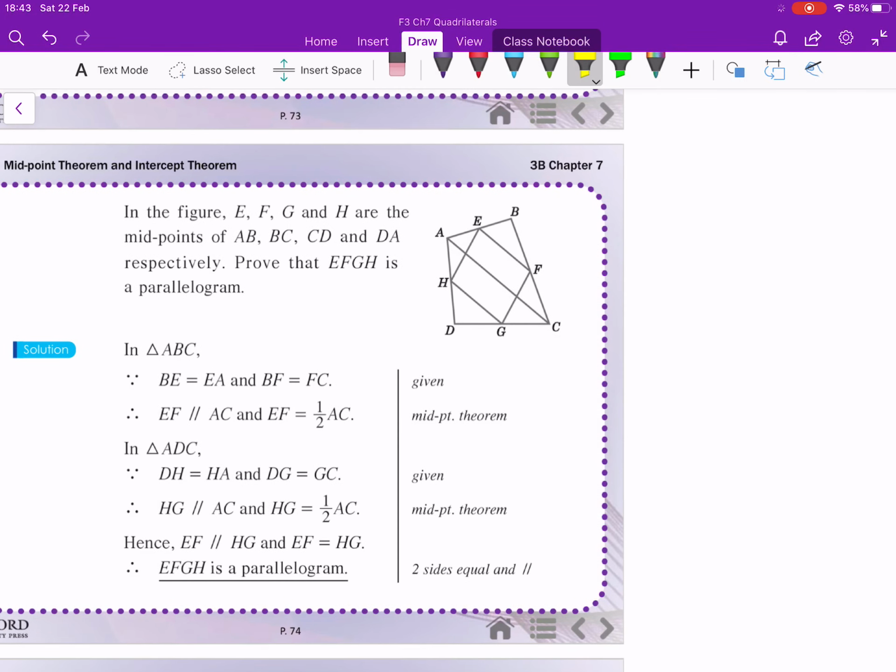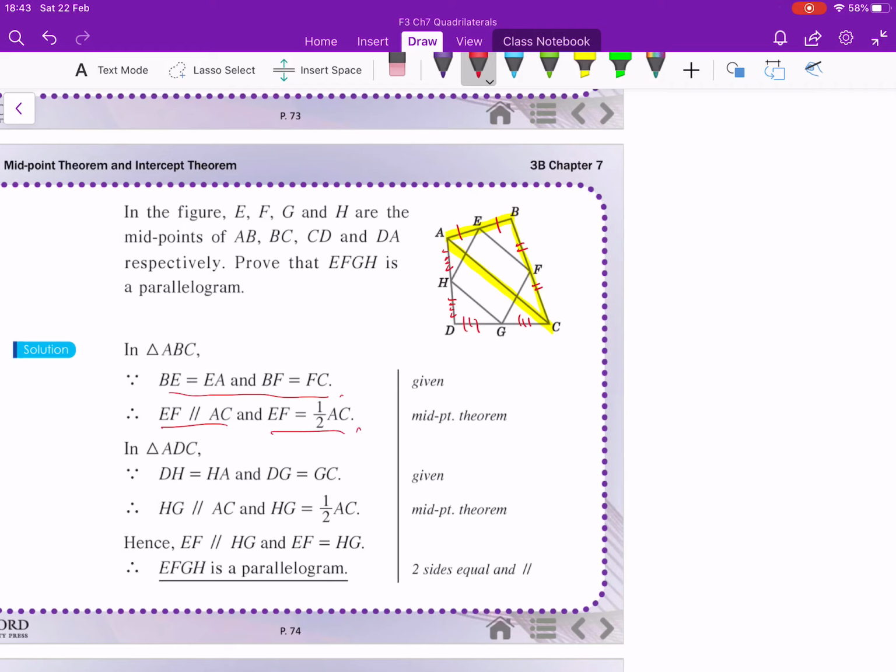The first part, just focus on triangle ABC. This one. E, F, G, H are midpoints. We can write it this way. Midpoints, so the two lines near it should be the same. Okay, midpoints. Focus on triangle ABC. So in triangle ABC, E and F are the midpoints mentioned here. Therefore, by the midpoint theorem, you have two results: they are parallel, and the length relation.